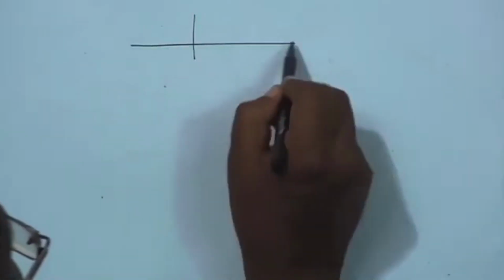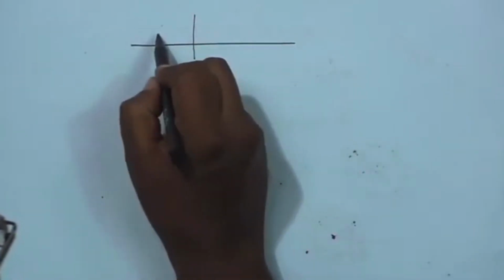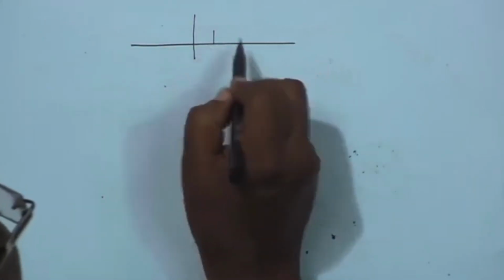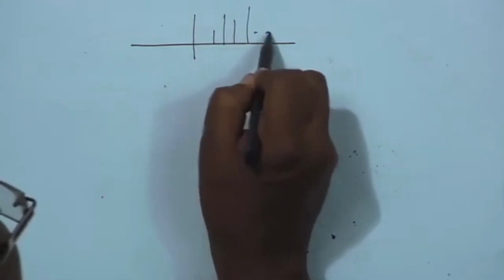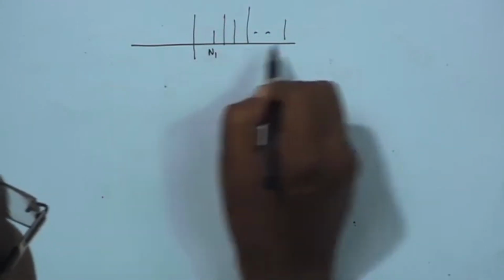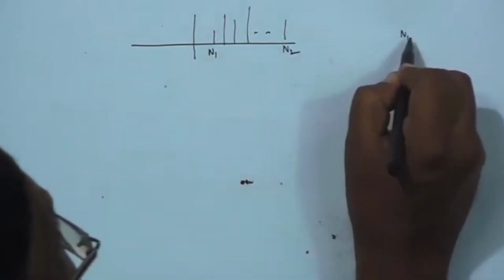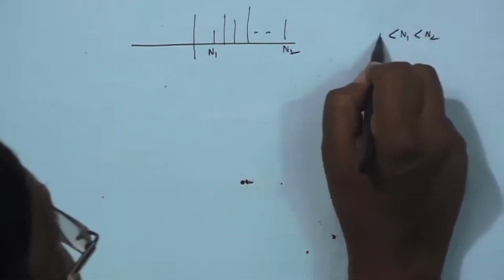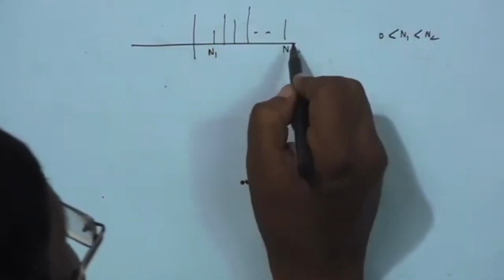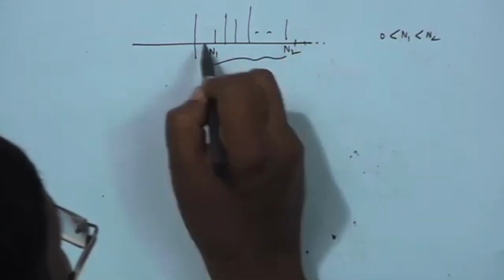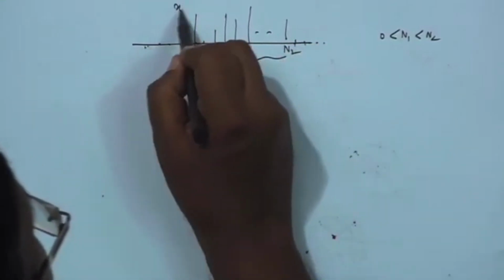So, consider one sequence, say in general, of finite duration, starting from the right-hand side going up to the right-hand side, n1 to n2 to start with, that is n1 less than n2, greater than 0. If the sequence is over this range, outside this range it is all 0 values. This is my x[n].